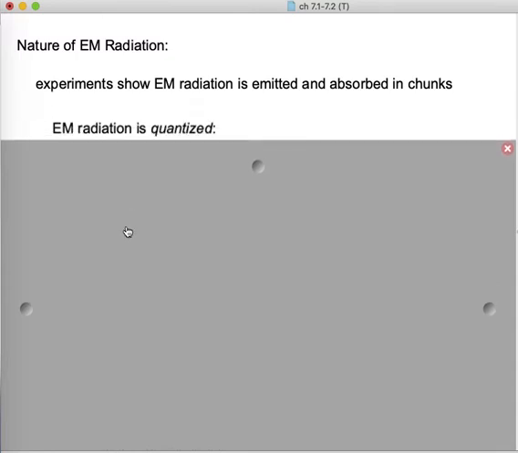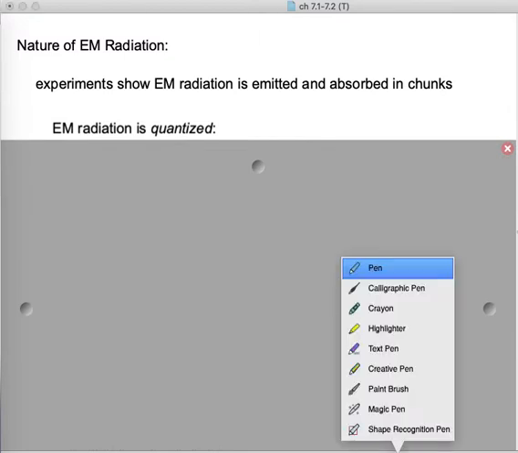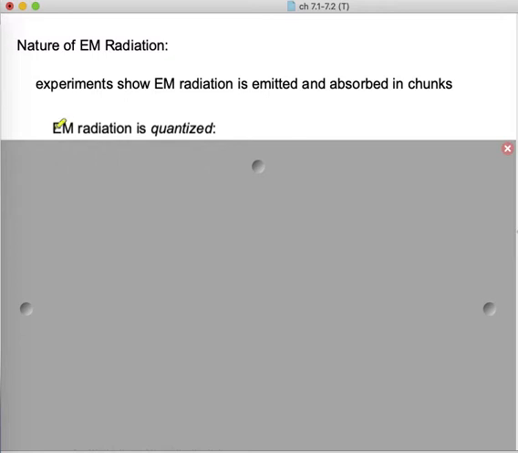And actually, we use the term quantized to refer to that phenomenon. To say that electromagnetic radiation is quantized means that it is absorbed in discrete amounts, and that chunk, the term that we use to describe a particle of electromagnetic radiation, is a photon. And we say that a photon contains a quantum of energy.